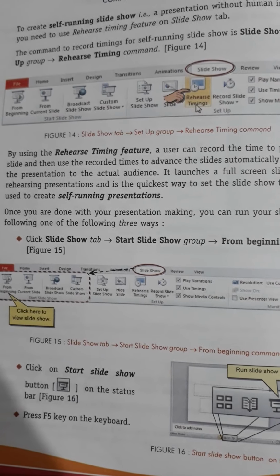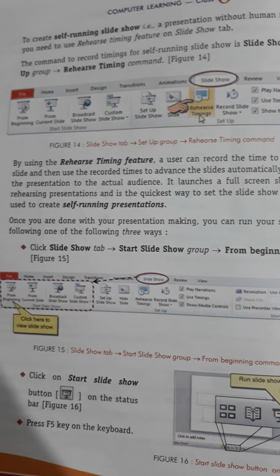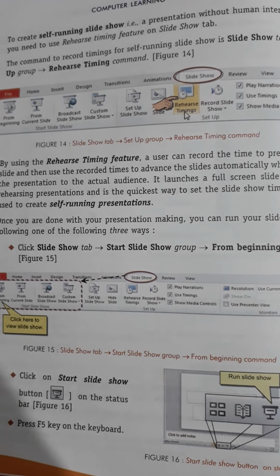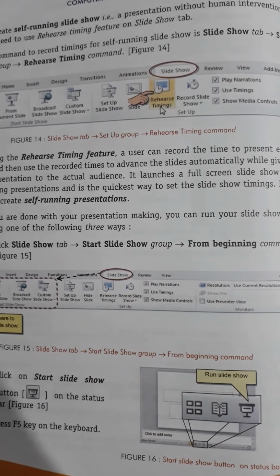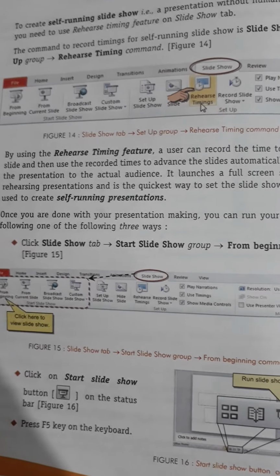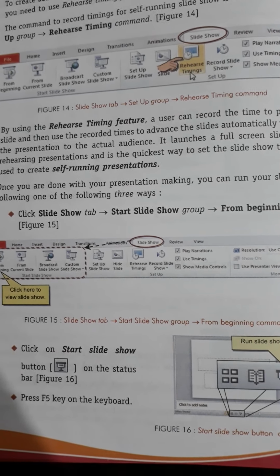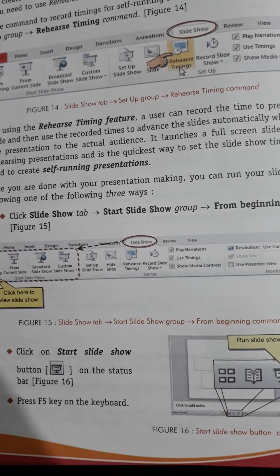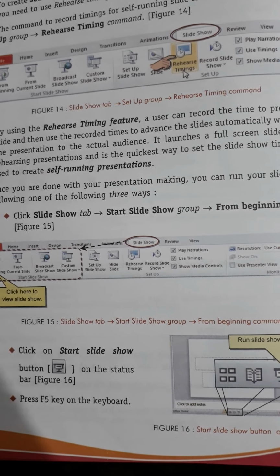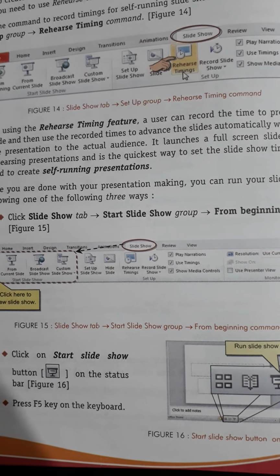Once you are done with your presentation making, you can run your slideshow by following one of the following three ways. First, click slideshow tab, start slideshow group, from beginning command. Second, click on start slideshow button on the status bar. Third, press F5 key on the keyboard so the slideshow will be on.